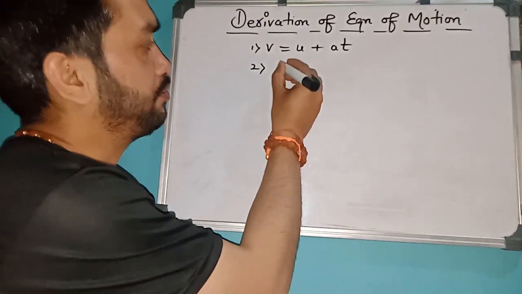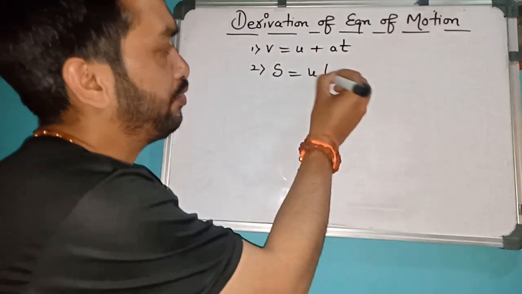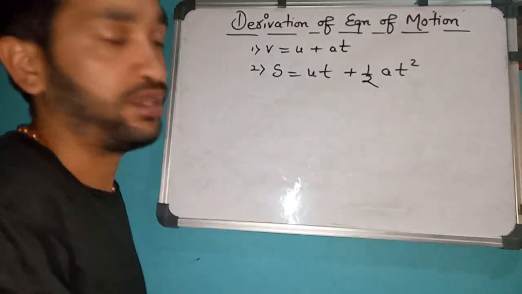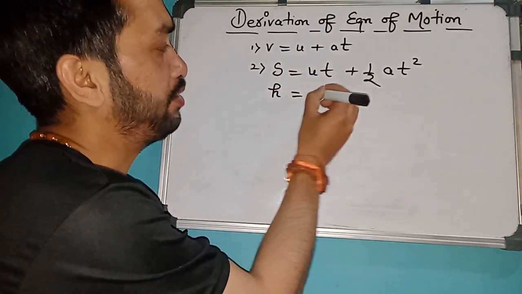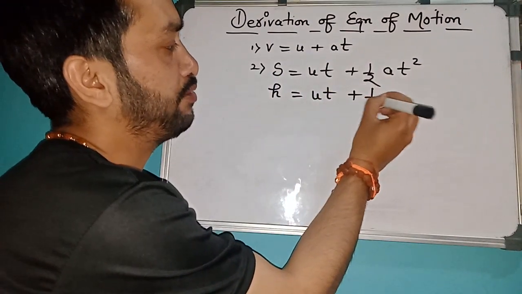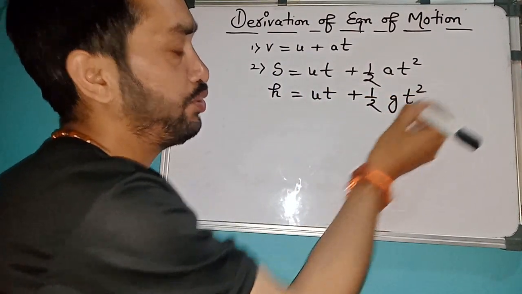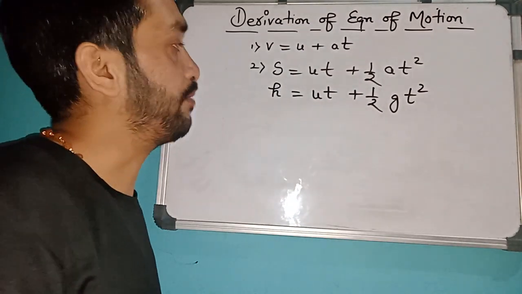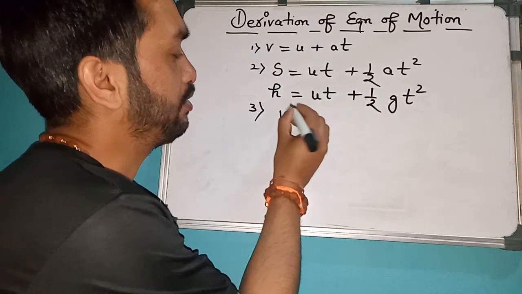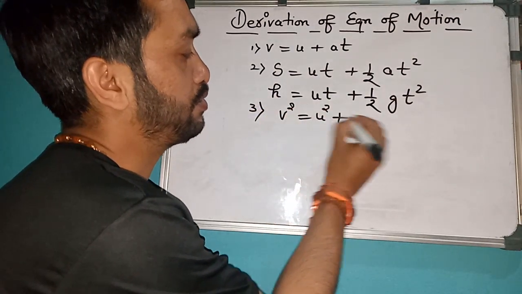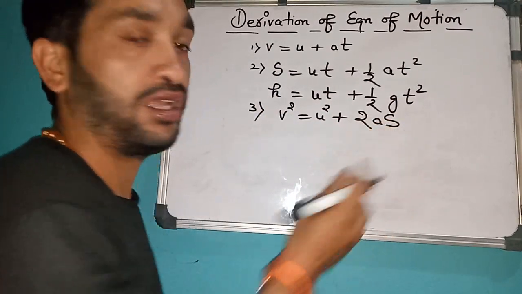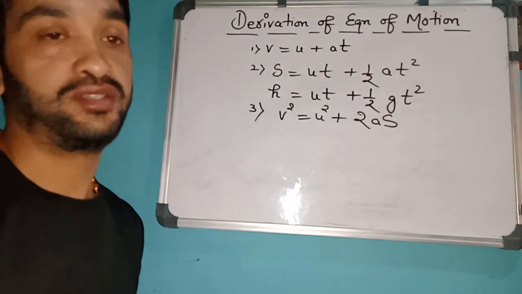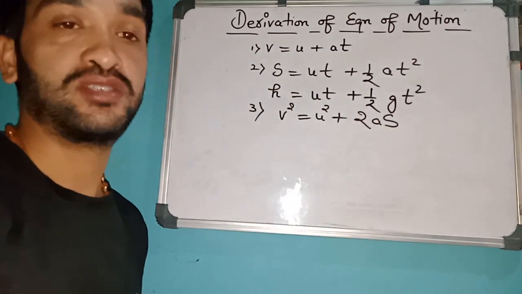Equation number 2 is s equals ut plus half at square, which can also be written with s changed to height, h equals ut plus half g t square. When to use g? When a body undergoes free fall. Third one is v square equals u square plus 2as. Here also sometimes it becomes v square equals u square plus 2gh. s is replaceable by h and a is replaceable by g.